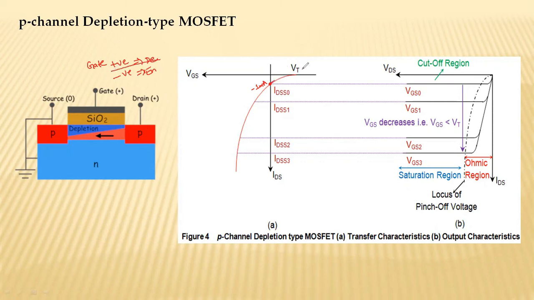So as VGS goes positively along the positive x-axis, you can observe drain current decreases and it becomes zero at the threshold voltage. Now, if you go on increasing VGS negatively, drain current increases, because the width of the channel increases, therefore the drain current also increases. So in this way, you can relate the characteristics of all of these 4 types of MOSFETs.